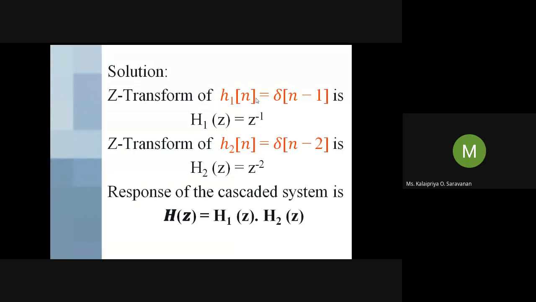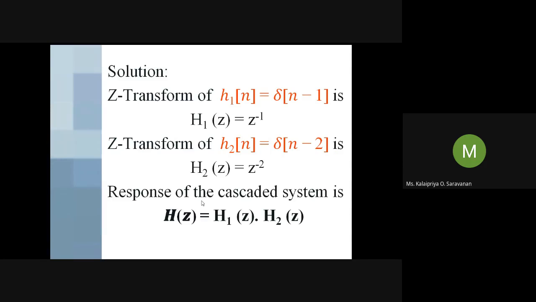What is h1 of n? Del of n minus 1. Del of n minus k. So del of n minus k, Z transform is z power minus k. Just now we have seen. So del of n minus 1, we will write it as z power minus 1. Again, h2 of n is equal to del of n minus 2, del of n minus k, which should be written as z power minus k. So h2 of z is z power minus 2.